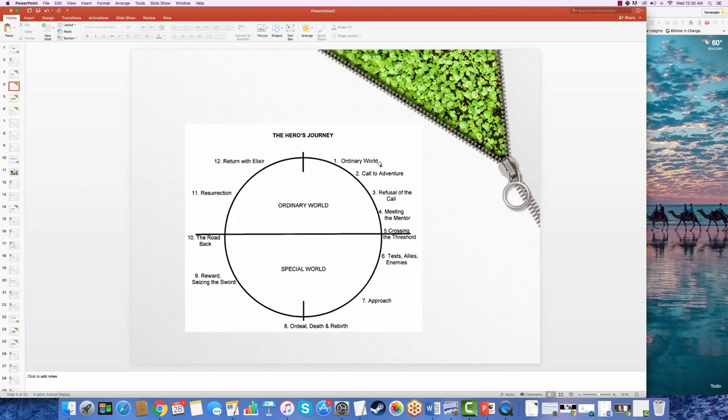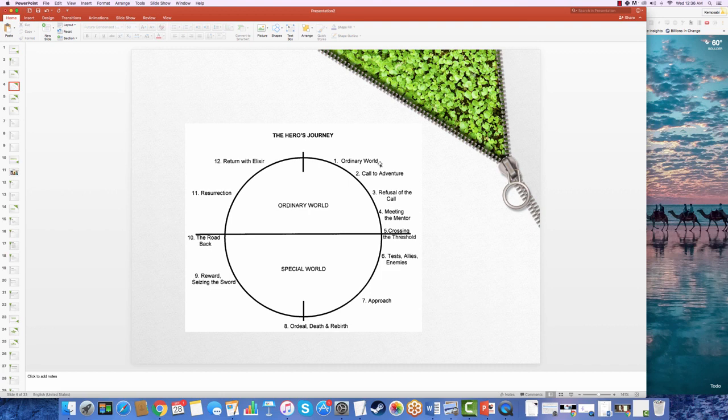Now, one of the most important things about refusing the call is that there is a consequence to refusing the call. And that consequence is almost always negative. In fact, in any good story, you'll notice that the consequence is extremely negative. And when that happens, the hero is jolted, physically jolted, out of their ordinary world because of this negative consequence and this refusal of the call to adventure.